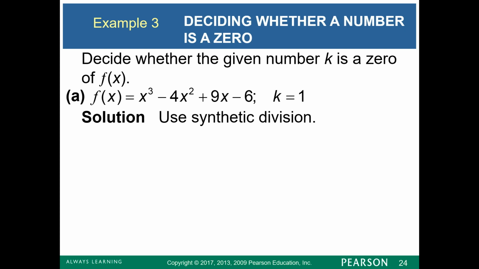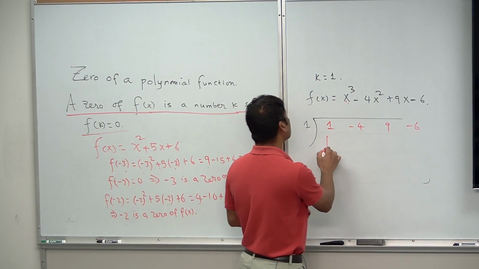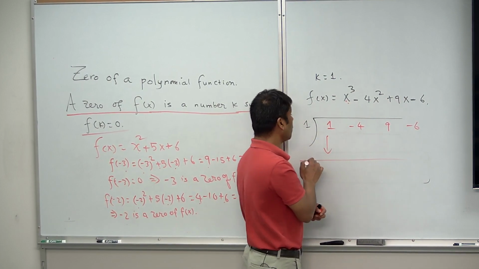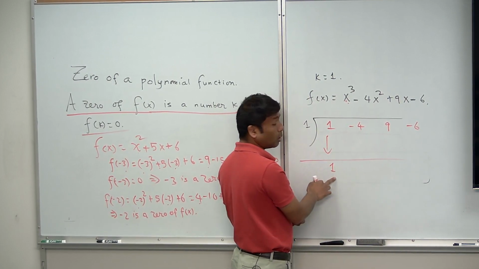So how do you use synthetic division? You have 1 here, so you list the coefficients. The coefficient of x cubed is 1, the coefficient of x squared is negative 4, the coefficient of x is 9, and the constant term is negative 6. Is that right? And you bring it down. If you bring it down, this will be 1. 1 times 1?